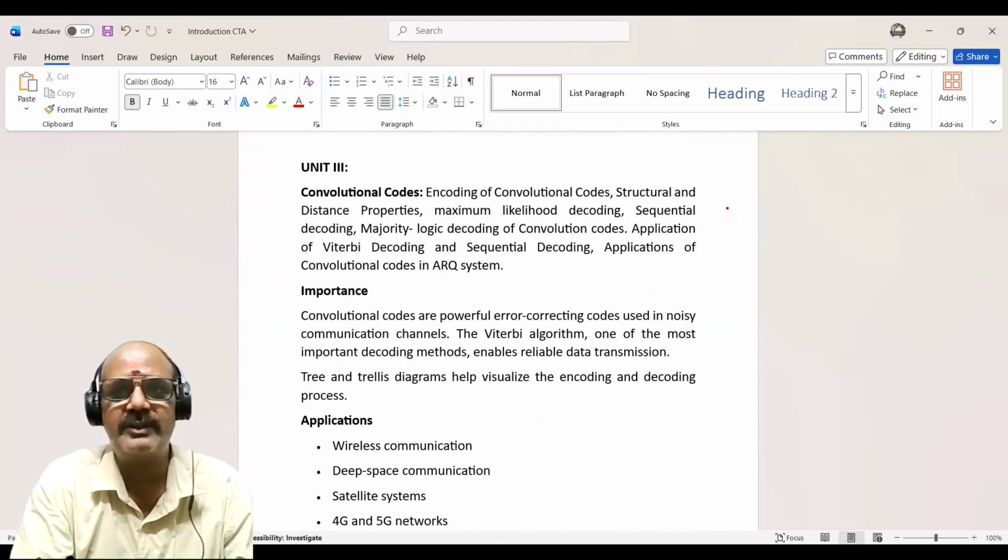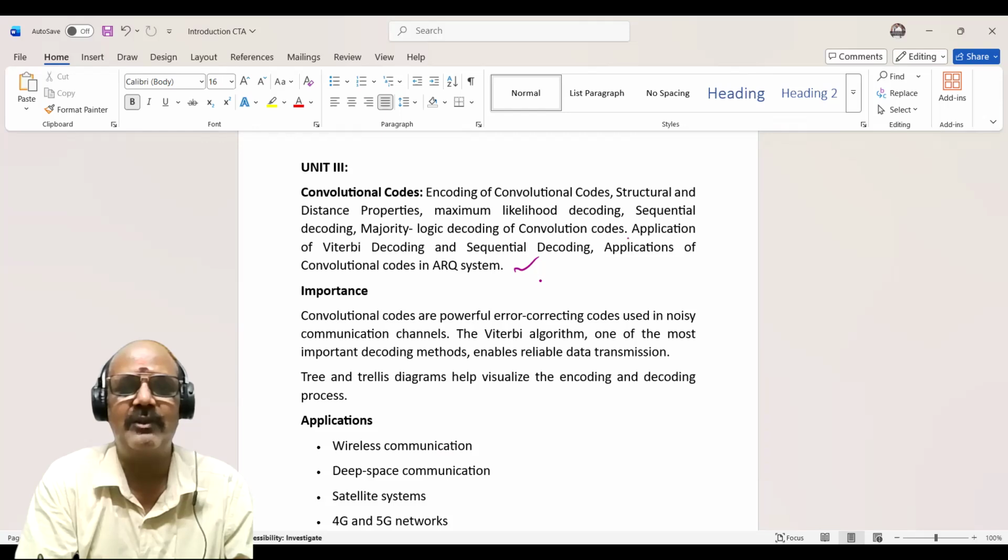Encoding of convolution codes, structural and distance properties, maximum likelihood decoding, sequential decoding, majority logic decoding of convolution codes, application of Viterbi decoding and sequential decoding, and application of convolution codes in ARQ systems. Graphical and mathematical representation for designing convolution codes are very important.